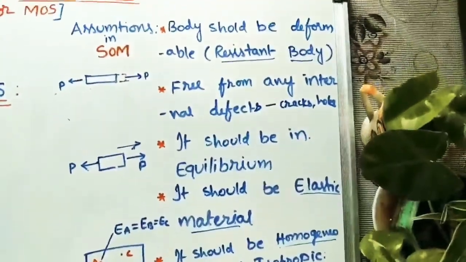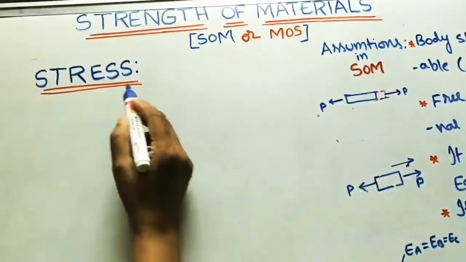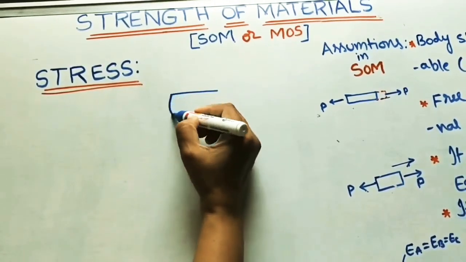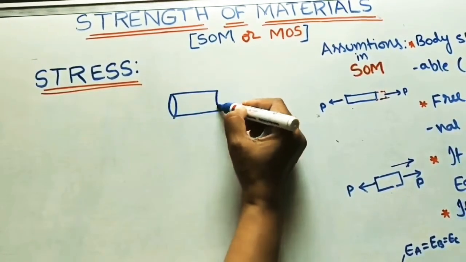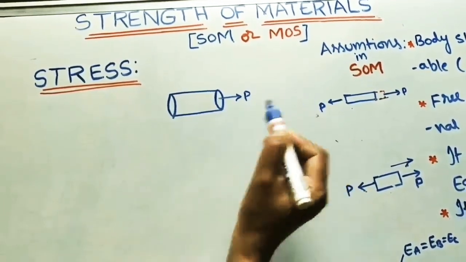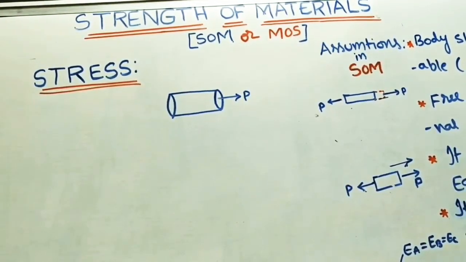Let us take what is stress. Here, for explaining stress, I am taking one object, one body, like this. Now I am applying some force along this direction. So obviously this object or this body will move in this direction.